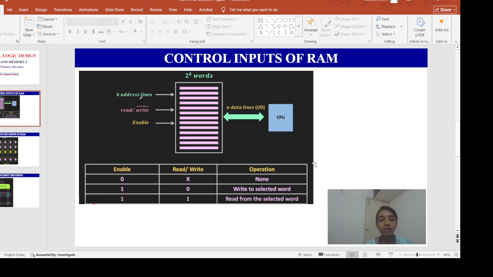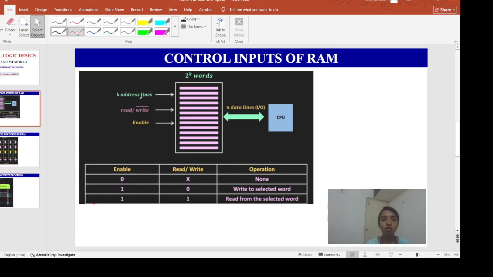If the RAM consists of a total of 2 to the power k words, each word can be accessed with the help of k address lines.